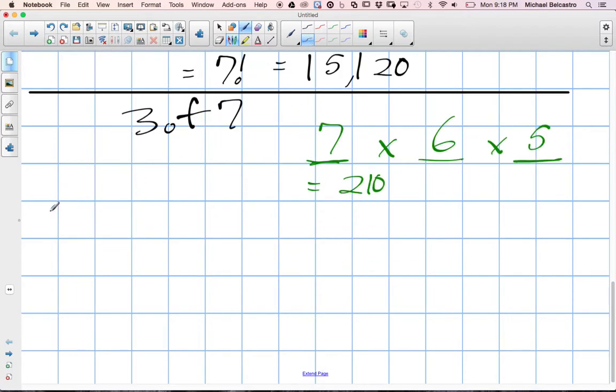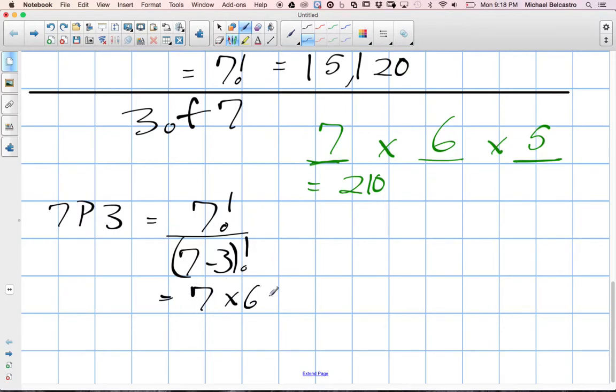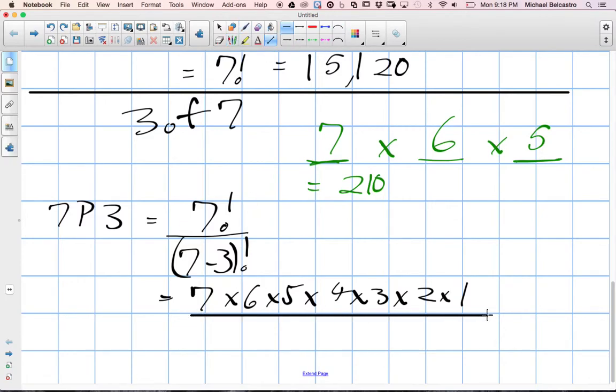If we use our permutation, we have 7 choices. How many different ways can we choose 3 of them? That gives us 7 factorial over (7 minus 3) factorial. I'm going to work this out the long way. We know this is 7 by 6, 5, 4, 3, 2, 1. On the bottom, as a side note, we know 7 minus 3 is 4 factorial. So 4 factorial is 4, 3, 2, 1.